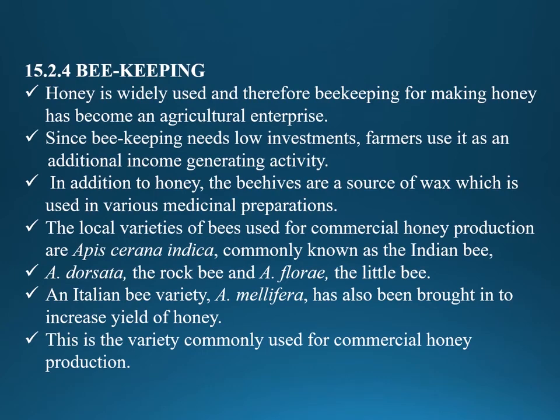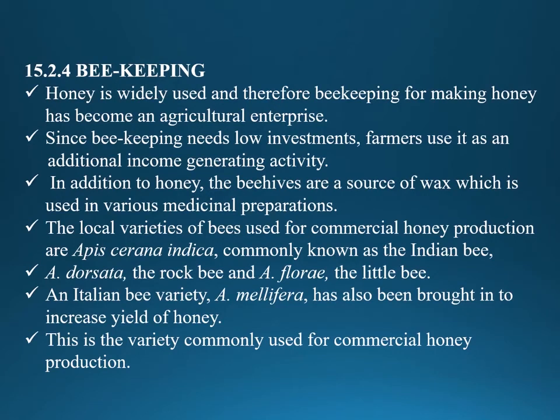The local varieties of bees are used for commercial honey production. Apis cerana indica, commonly known as Indian bee. Then Apis dorsata, the rock bee, and Apis florea, the little bee. Then an Italian bee variety, Apis mellifera, has also been brought in to increase the yield of honey. This is the variety commonly used for commercial honey production.